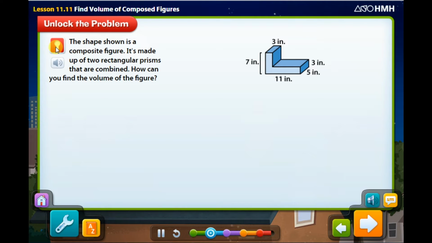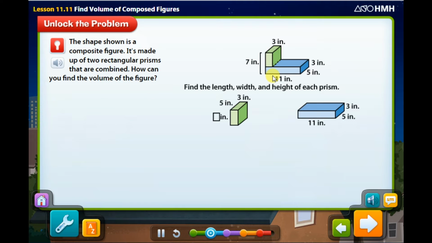First, you need to break apart the solid figure into two rectangular prisms. So let's cut it from here. It will give me one rectangular prism up and one rectangular prism down, right? So let's unlock and see.